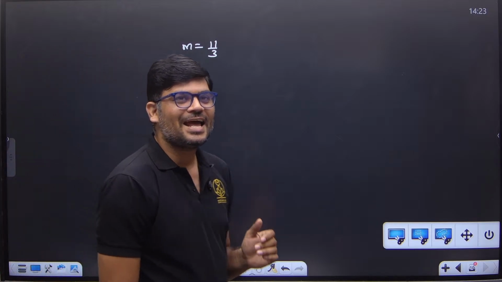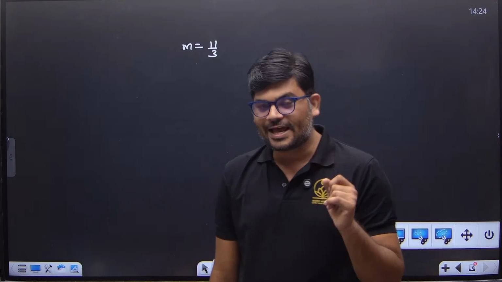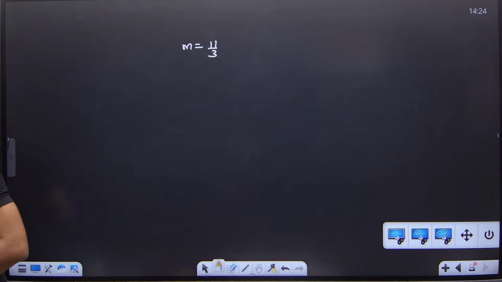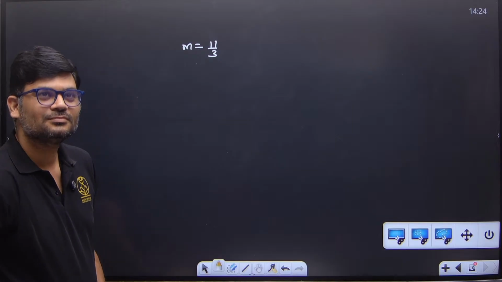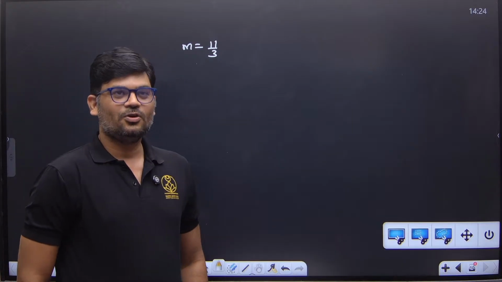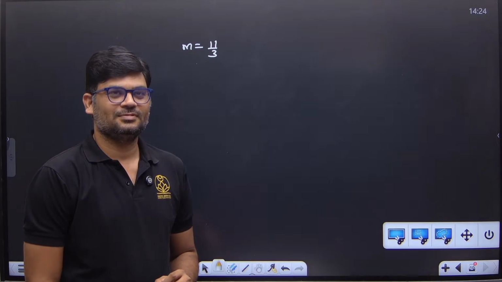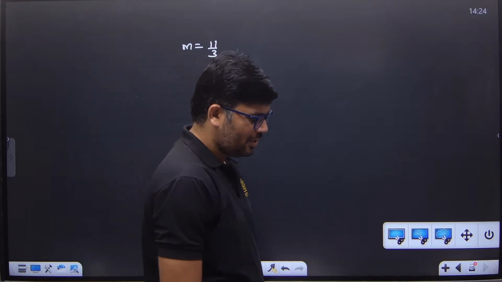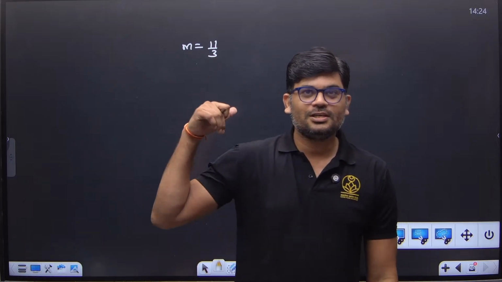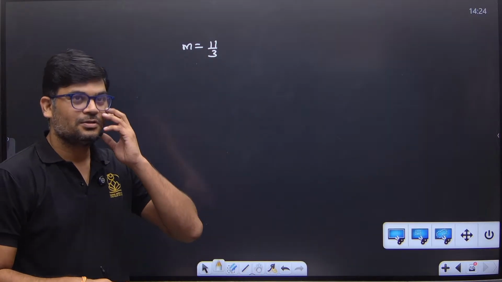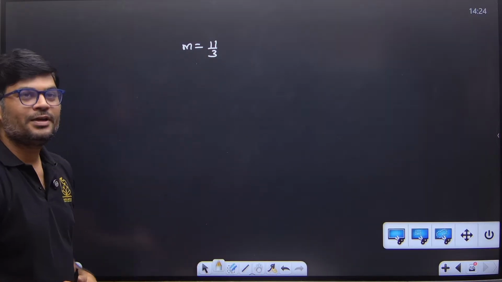Your voice is cracking. Just check your net connection. Okay, my connection was unstable, so I couldn't hear what you said. Can you hear me now? Hello? Yeah, I can hear you. Okay, good one. So the slope you have given is 11 by 3.